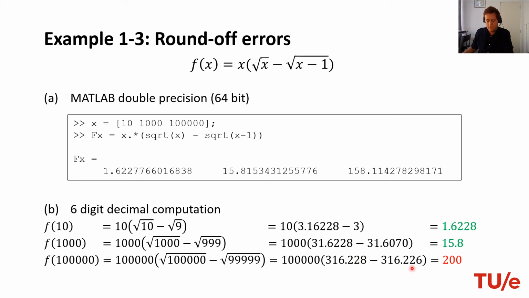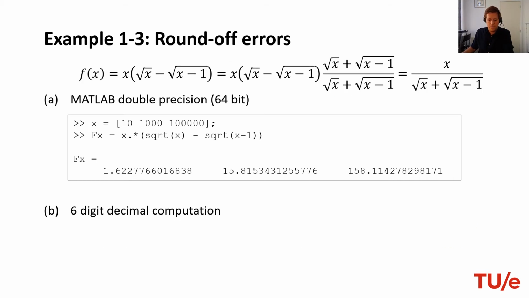Well, if we compute this, we end up with 200. Now, 200 is very far from the actual full precision computation over here. So the rounding errors that we made when computing this number and this number completely destroyed the accuracy of our final output. And this is because we subtracted two large numbers, which are very close to each other.